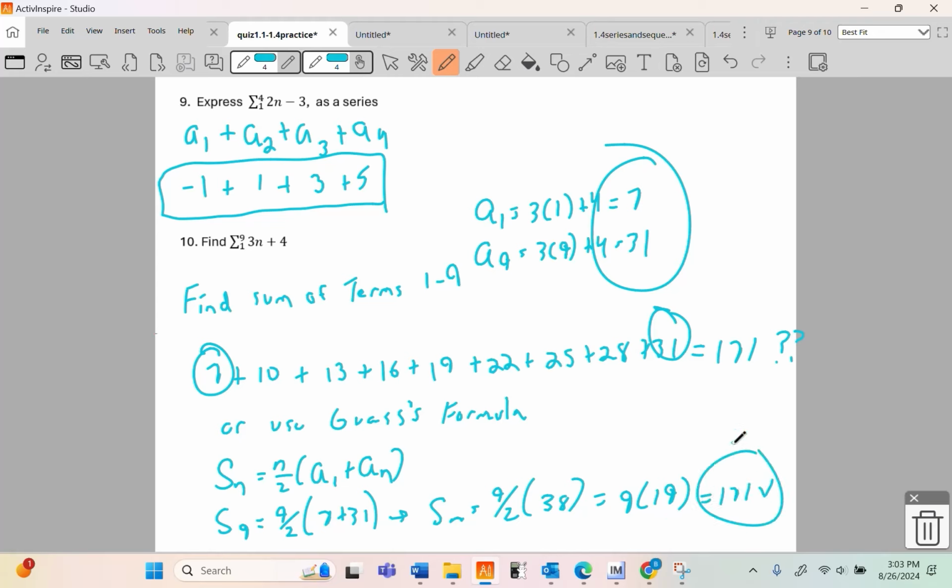I trust myself more with multiplication than I do with addition of long strings of numbers. But I got 171 both ways. I don't really care how you do it, to be honest with you. So pick your poison, all right? That's the big deal. Pick your poison. Which one are you going to do? Pick it.